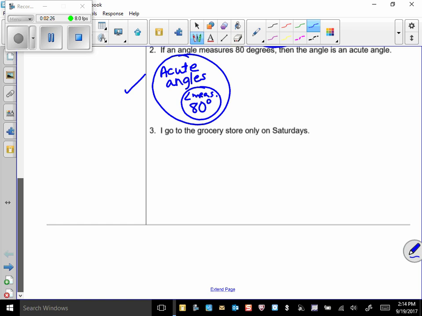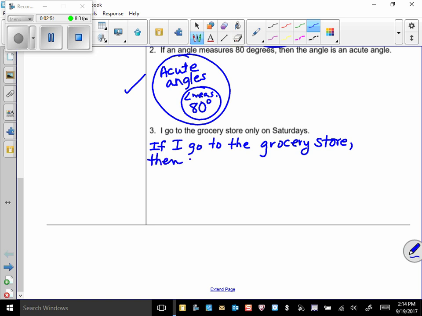I go to the grocery store only on Saturdays. Well, we need to figure out how to write that as a conditional statement, right? And then it'll make our Venn diagram easy. So how about this? Let's see if this is right. If I go to the grocery store, then it is Saturday. Now let's think about that for a moment and decide whether that's how we're supposed to say it, or if we're supposed to say, if it is Saturday, then I will go to the grocery store.